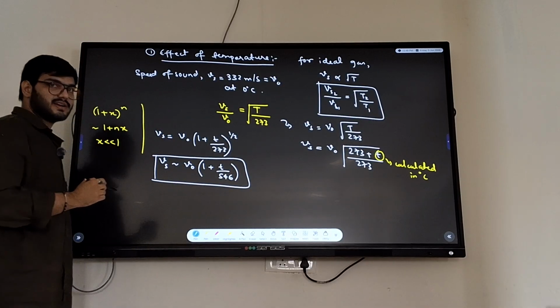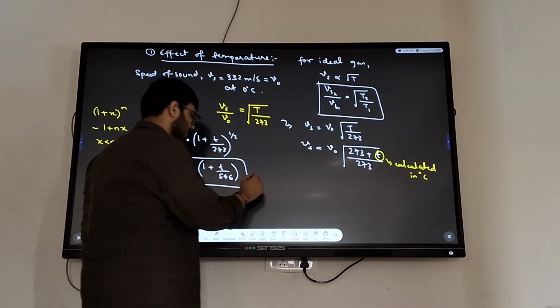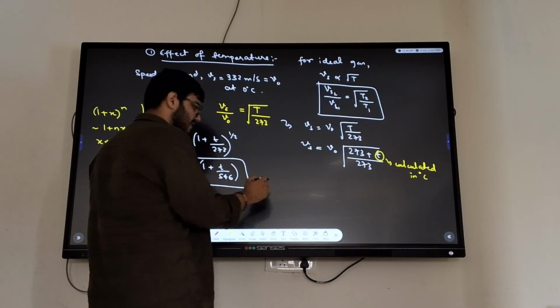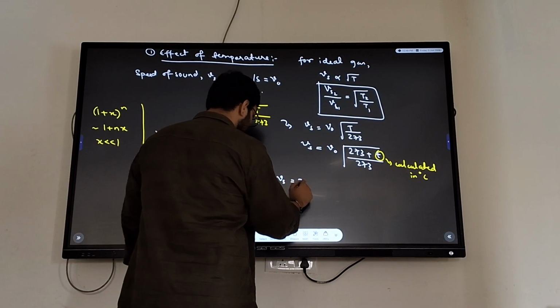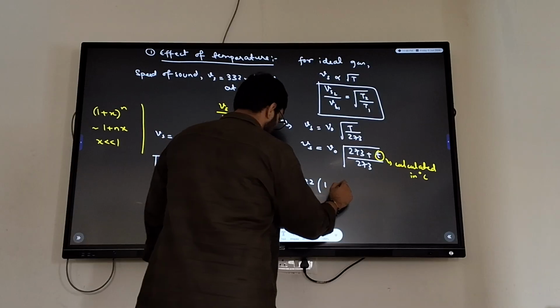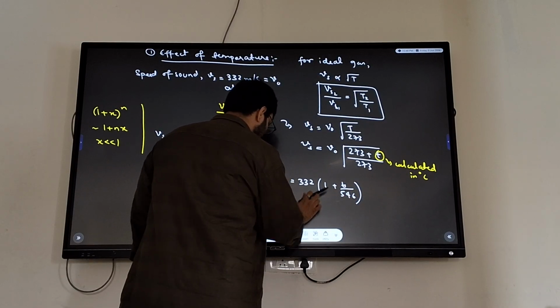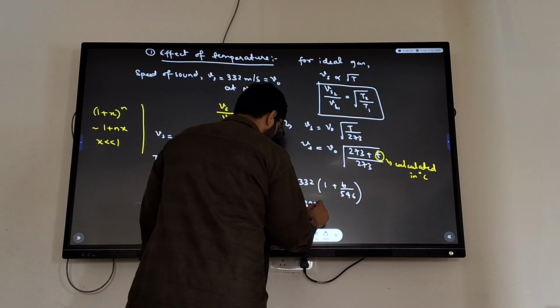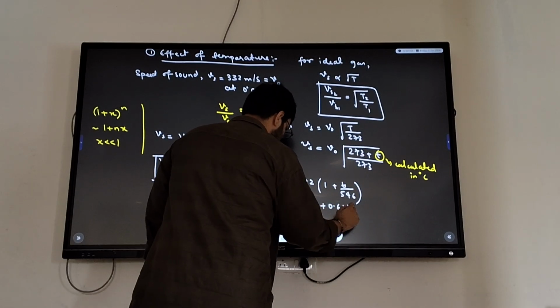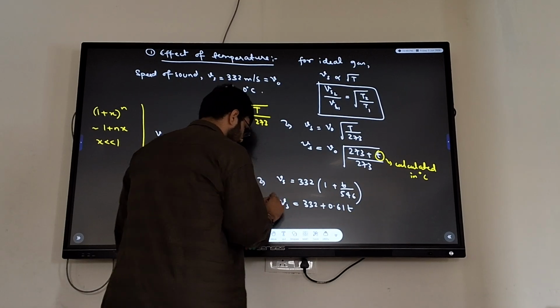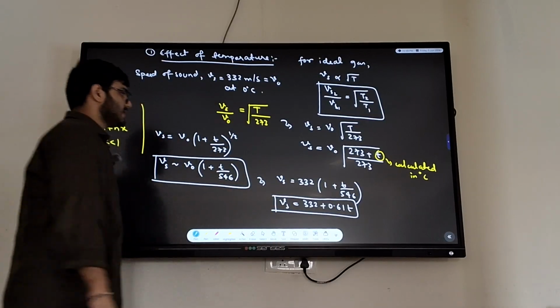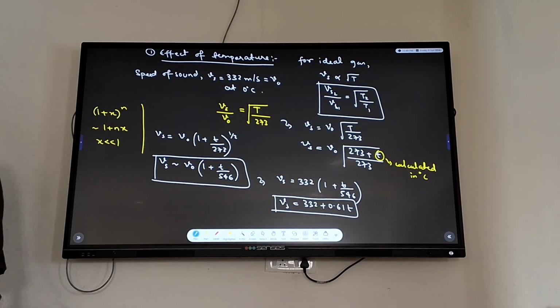You can equally write it in a slightly different manner, that v naught you write as 332, and then this will become 1 plus t by 546. This will come out to be equal to 332 plus 0.61 t. Okay? These are the velocity of sound.